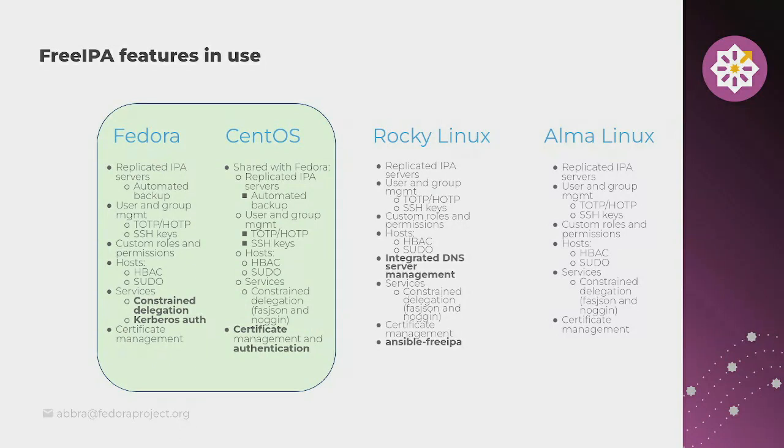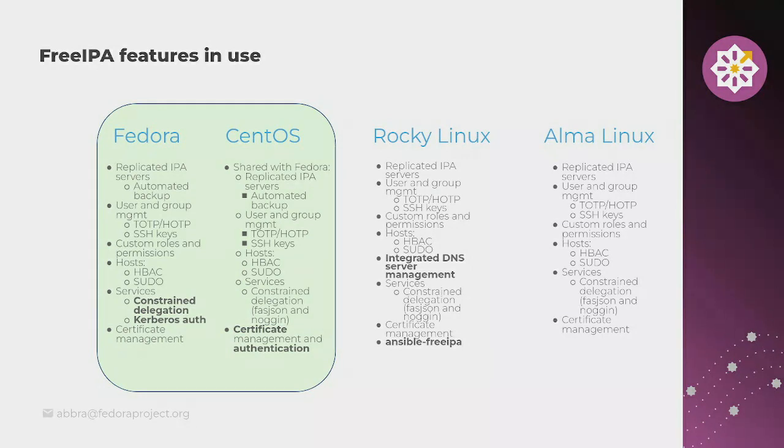The interesting part that I would like to highlight here is that Noggin requires use of the constraint delegation on the Kerberos level. That's a very good security-wise feature, and many of the people who use FreeIPA for a long time now suffer because we tighten up a lot of these things to fix security problems.